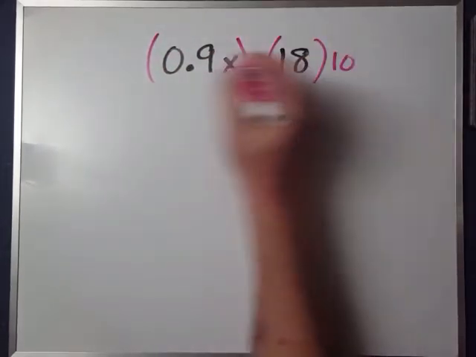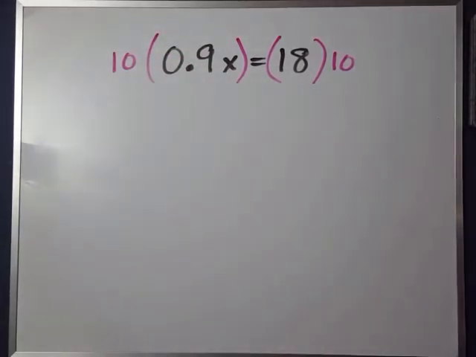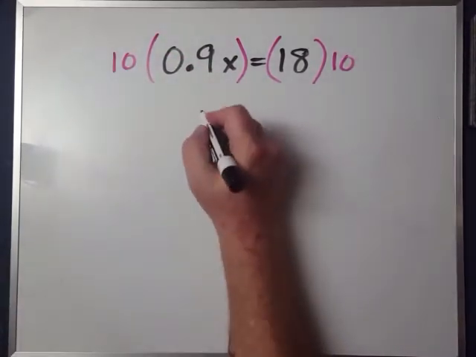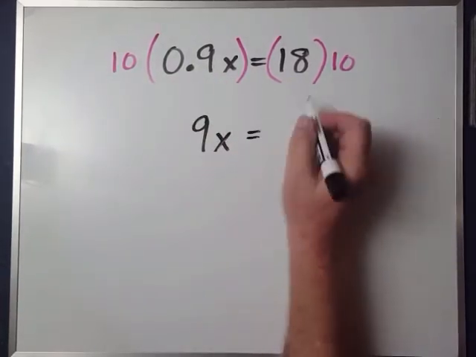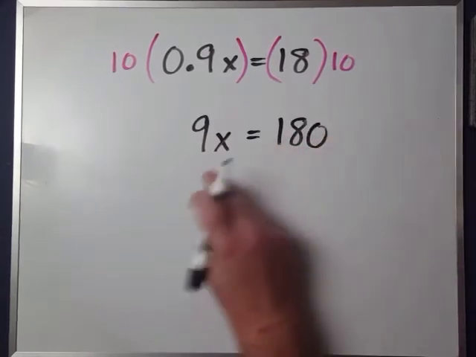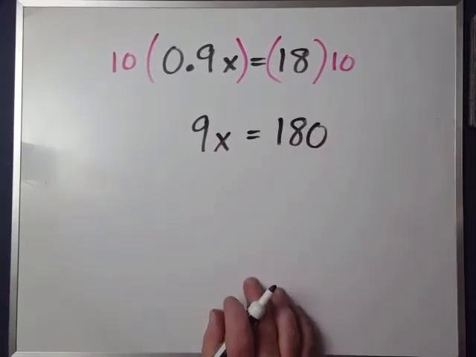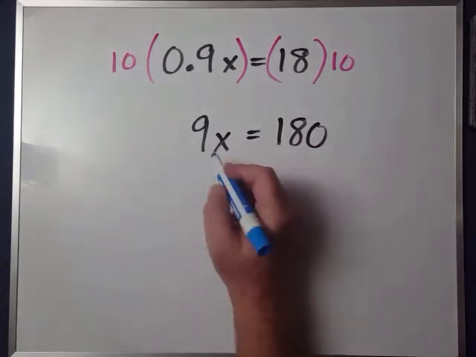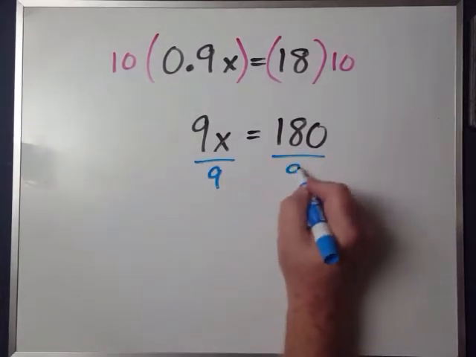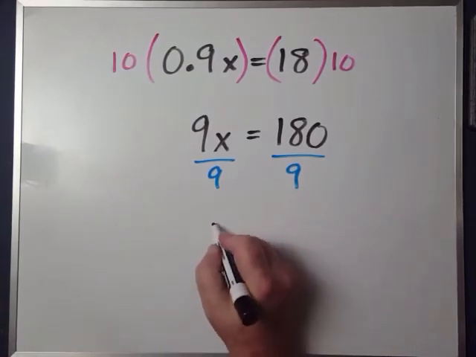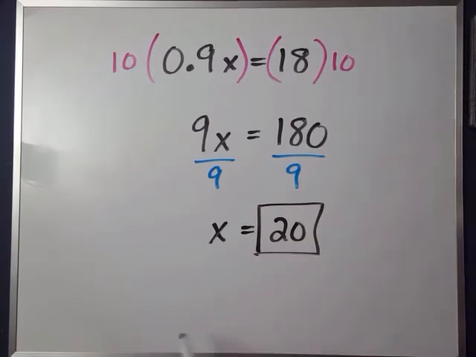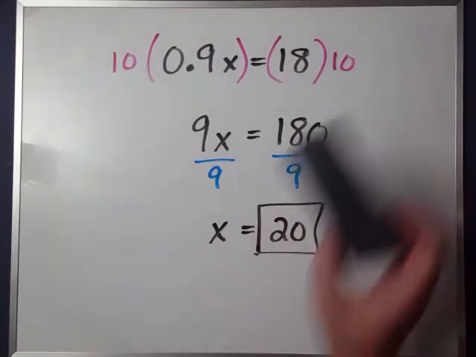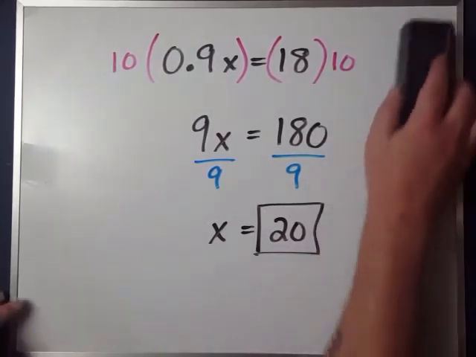If I do that to both sides, then the equation is still balanced. I have an equivalent equation, and this gives me 10 times 0.9 is 9. 18 times 10 is 180. Isn't that the long division that we ended up with? So that's why it works. Now we can simply divide both sides by 9, and once again, find that x is 20. Either way you want to tackle that is fine. Let's have a look now at number 50.